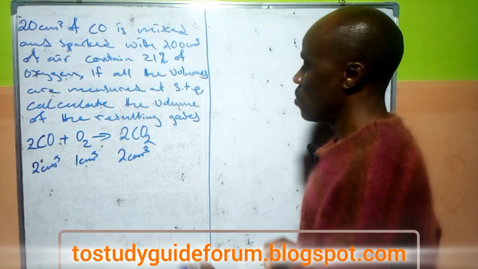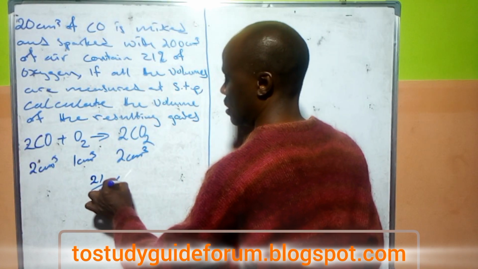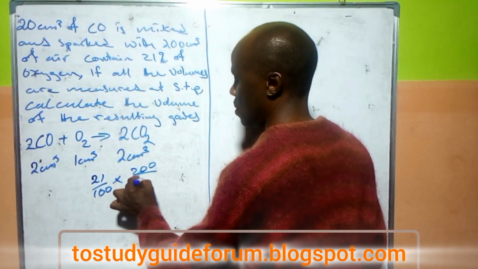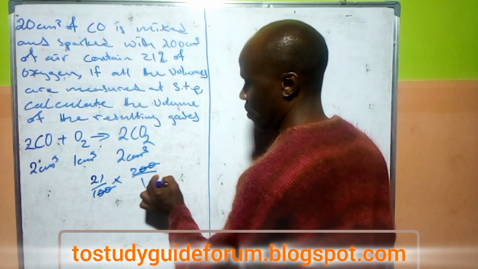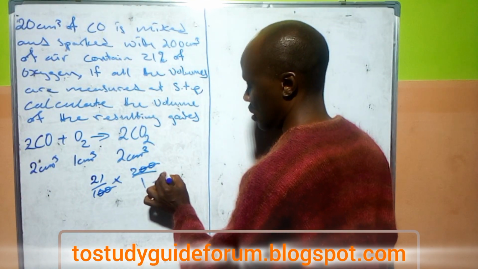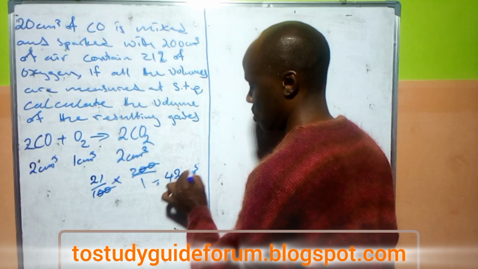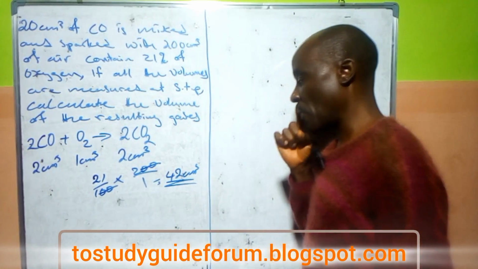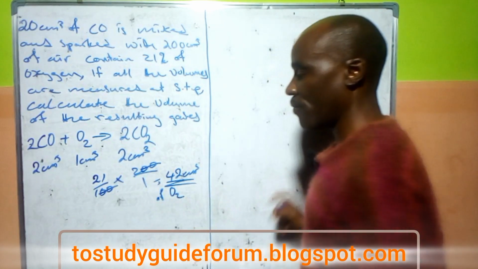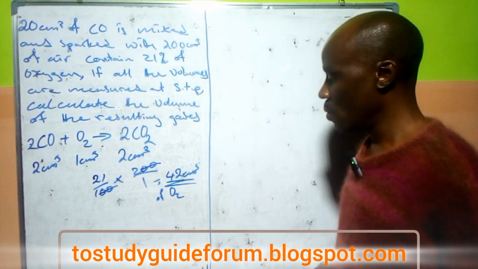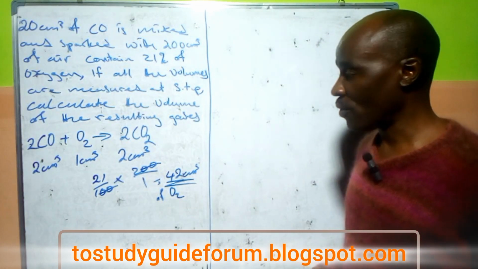To do this now, we know that 21% of the air will give us 42 cm³. That's the volume of oxygen. The volume of oxygen in that air is 42 cm³ of oxygen.